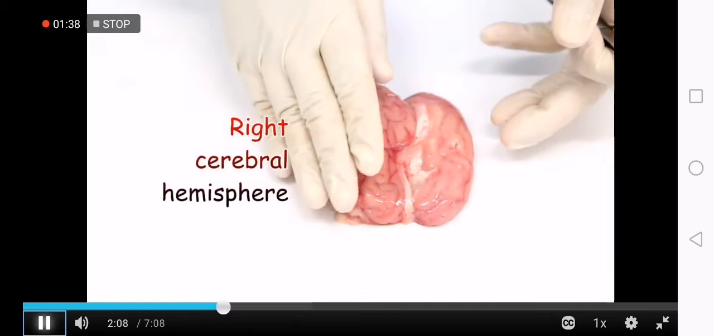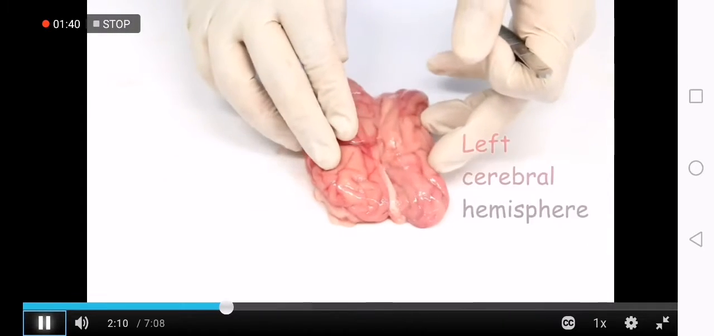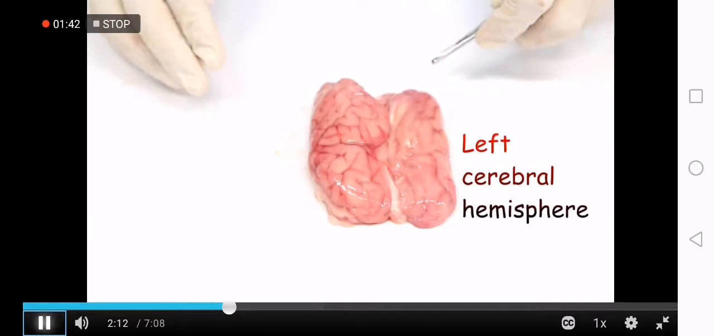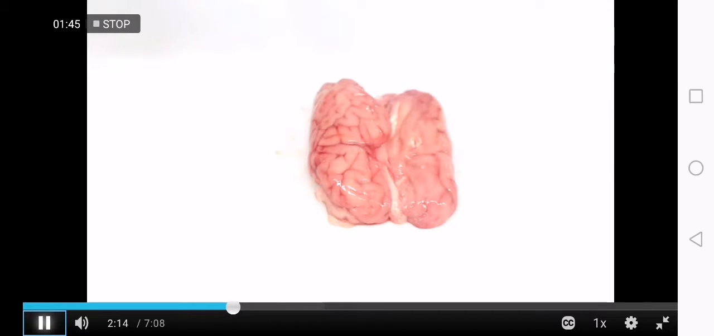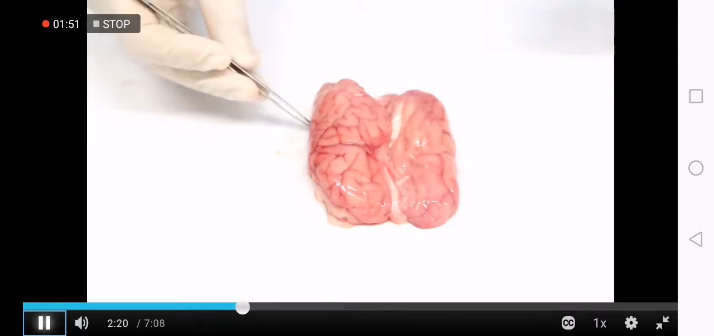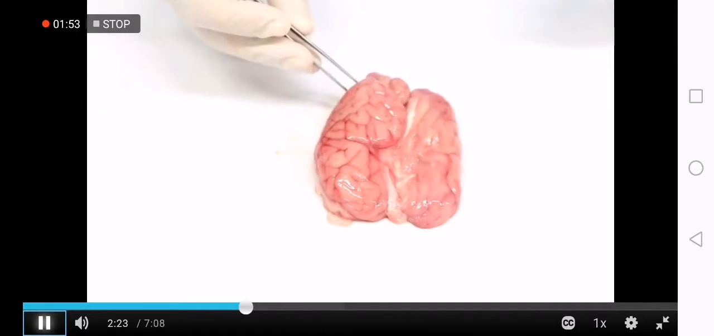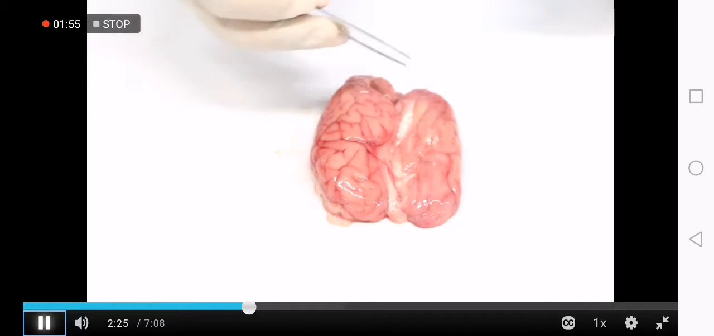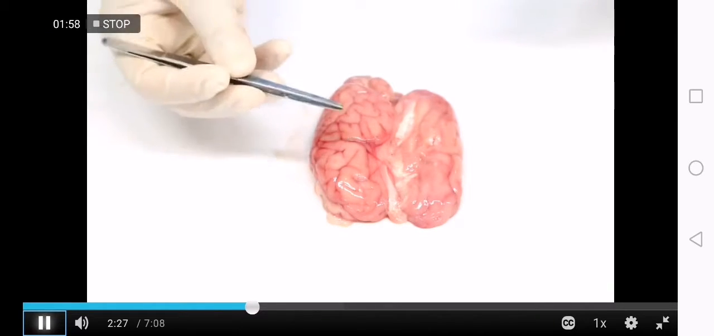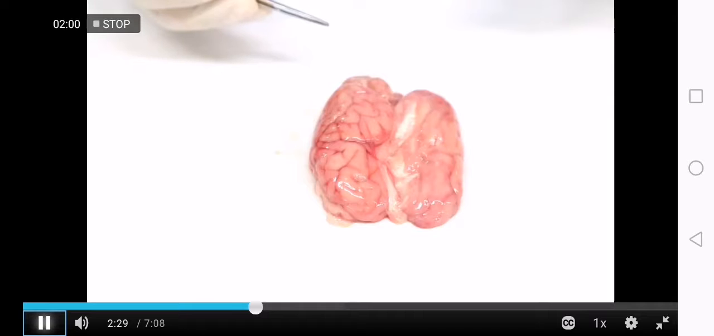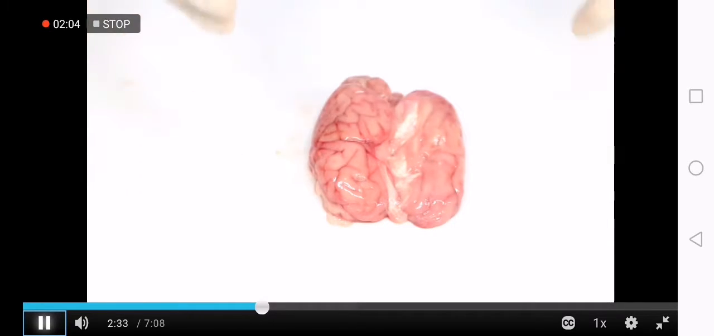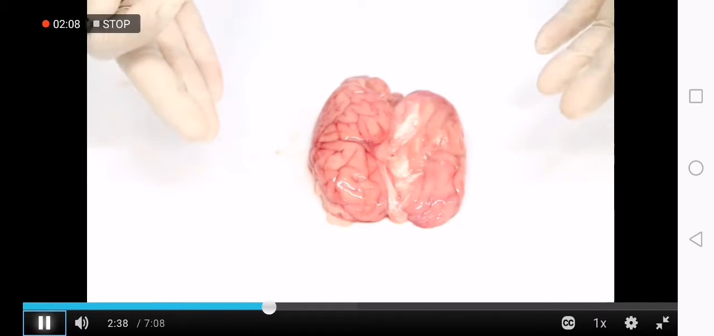This will be the right hemisphere, and this one would be the left hemisphere. It also has the same number of lobes. The structure I earlier pointed to, the cerebellum, is found posterior to the cerebral hemispheres and slightly inferior. Now, we'll pause for a moment. I'd like you to identify these lobes on your specimens.